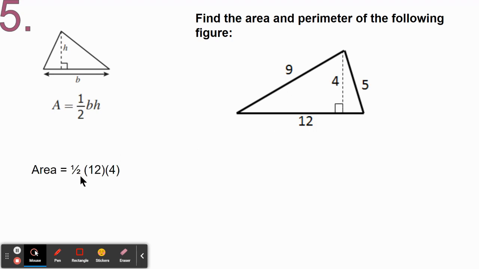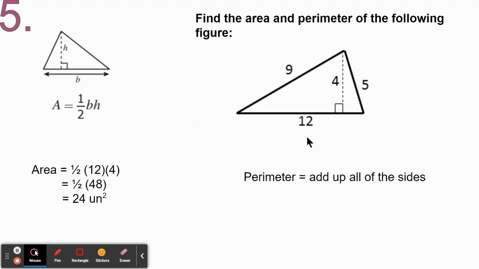Okay, and you can put that into your calculator. 1/2 times 12 times 4, or 12 times 4 is 48, and then take half of it, which is 24 units squared. There's no units on here, so we'll just do units squared. Okay, and for our perimeter, we're going to add up all of the sides. So we will do 9 plus 12 plus 5, 12 plus 9 plus 5, and that gives us 26 units. Again, because there's no labels, we'll just say units.